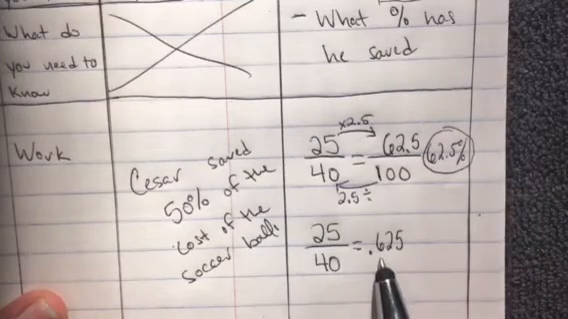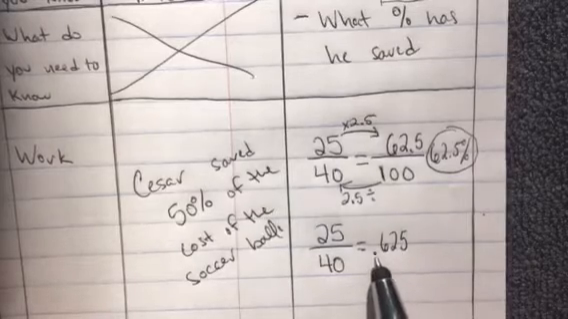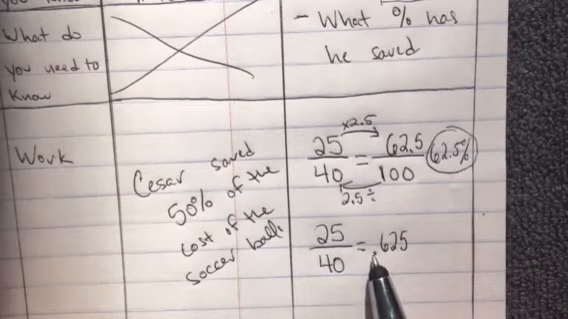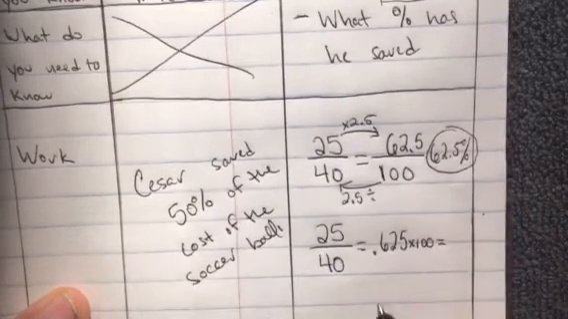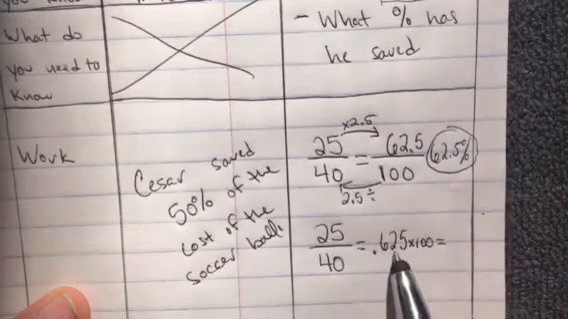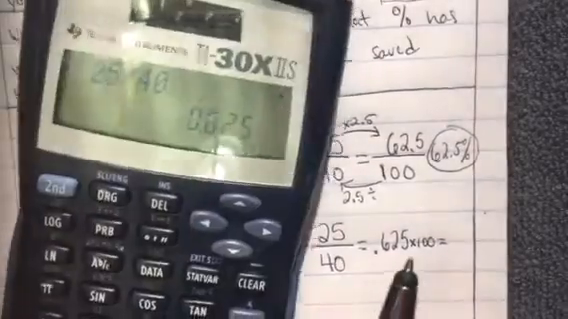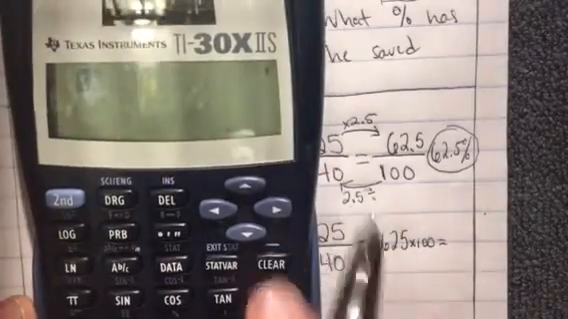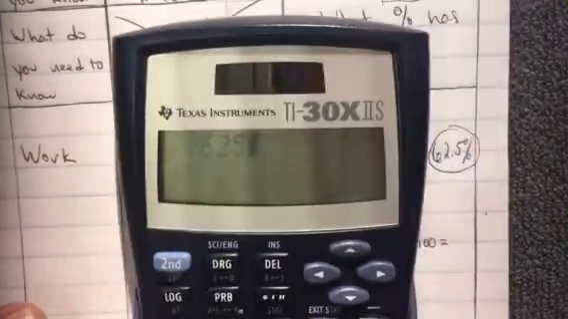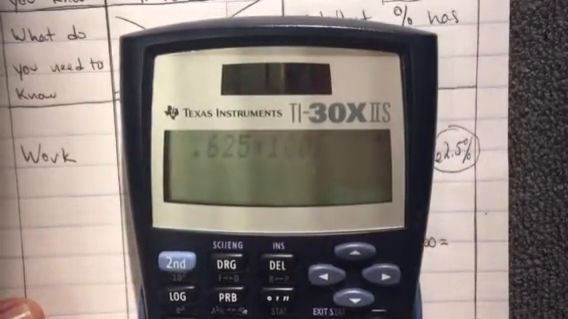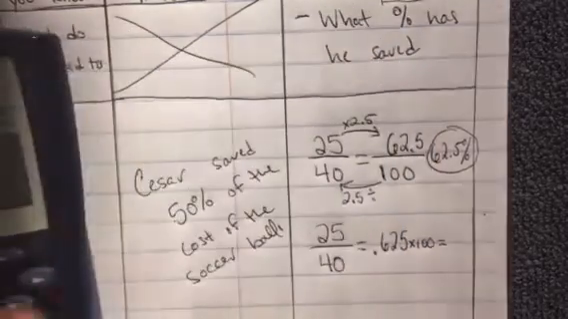However, is this a decimal or a percent? It's a decimal. So I have to change it to a percent. And to change it, we can do either of two things. We can multiply by 100, or we can just move the decimal to the right, Beyonce style, which would give us 62.5. I'm going to multiply by 100 just because I know that will work every time. So I'm going to do 0.625, make sure you can see it, times 100 gives me 62.5%.